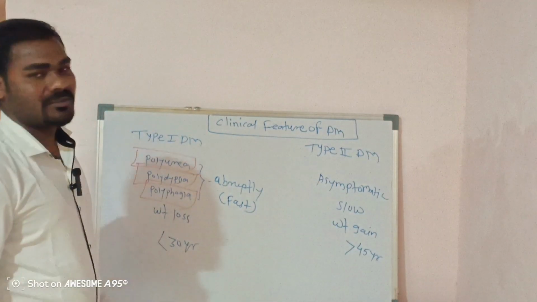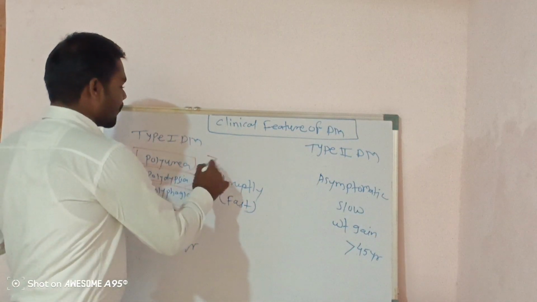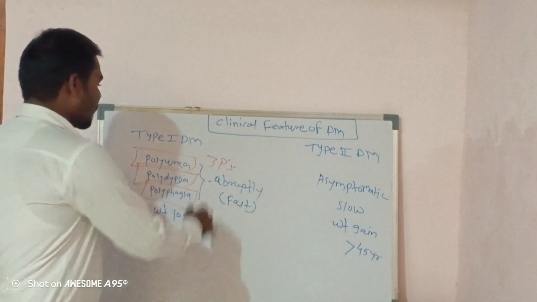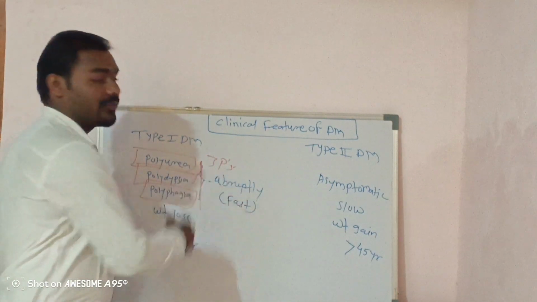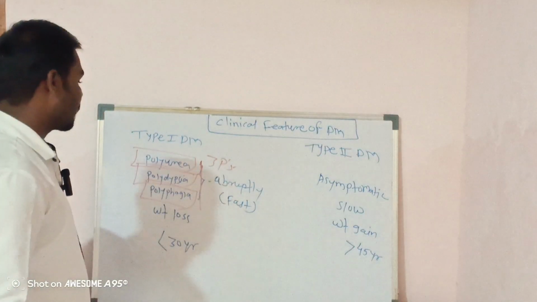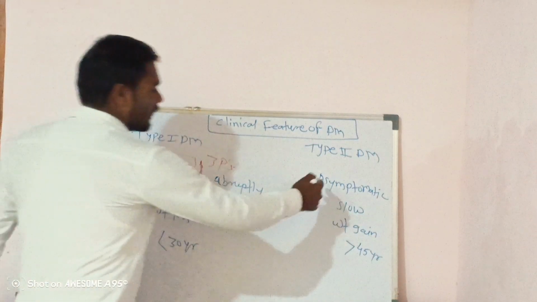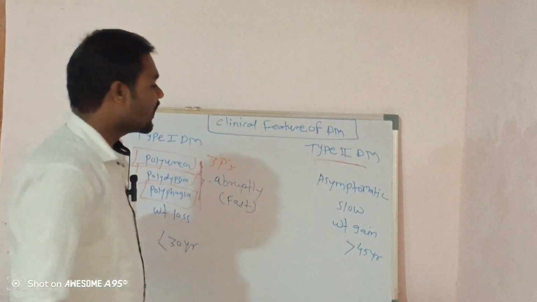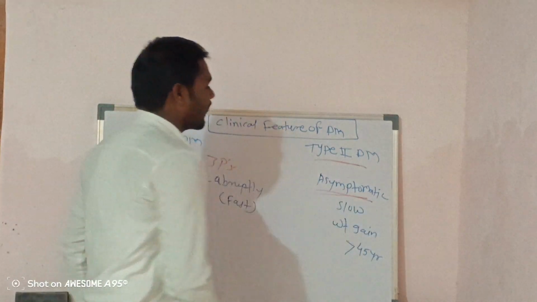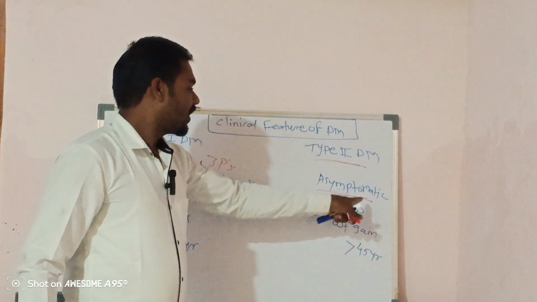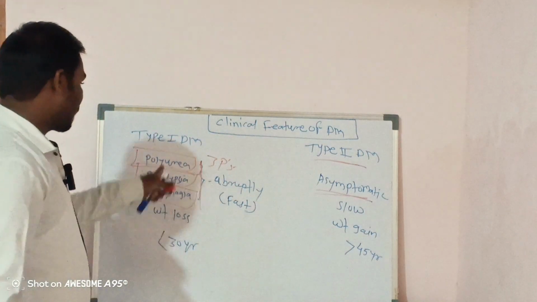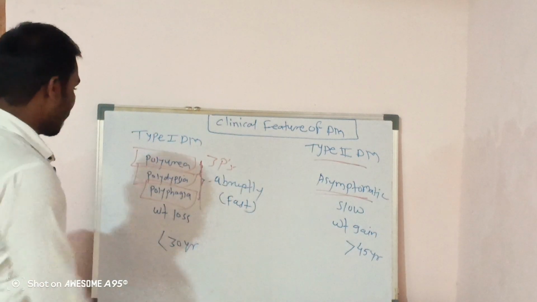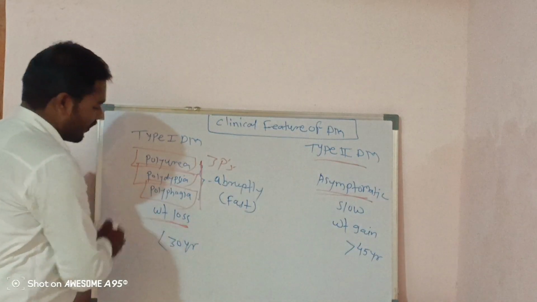These are the three main symptoms, called the 3Ps of diabetes mellitus. These symptoms occur abruptly, or very fast, in case of type 1 diabetes mellitus. But in type 2 diabetes mellitus, these symptoms occur very slowly. Initially, there are no symptoms. That is, type 2 diabetes mellitus is initially asymptomatic, but the onset is very fast in case of type 1 diabetes mellitus. Here weight loss occurs.